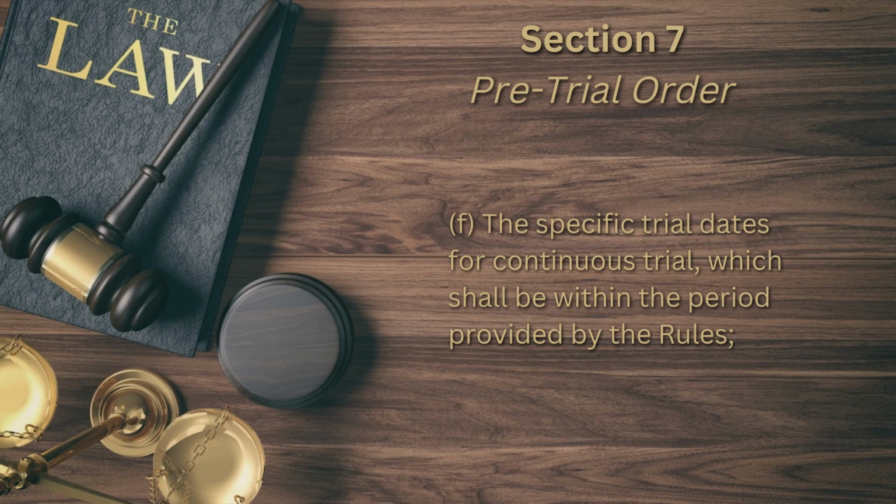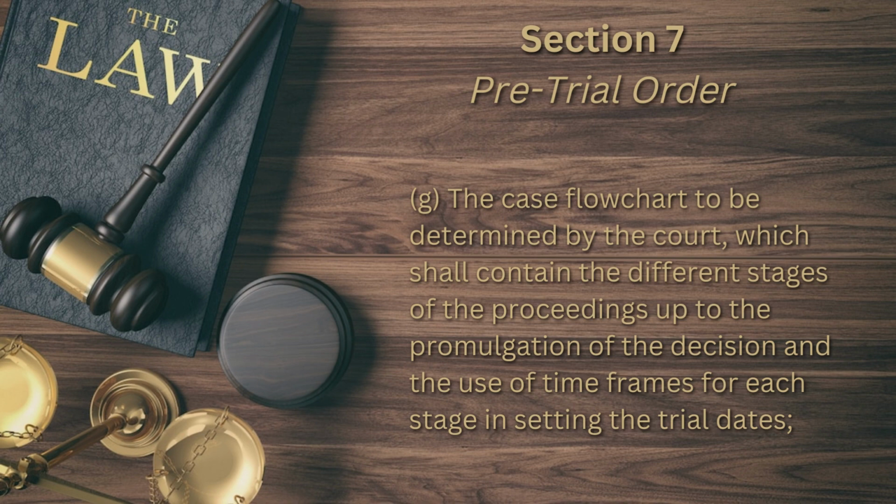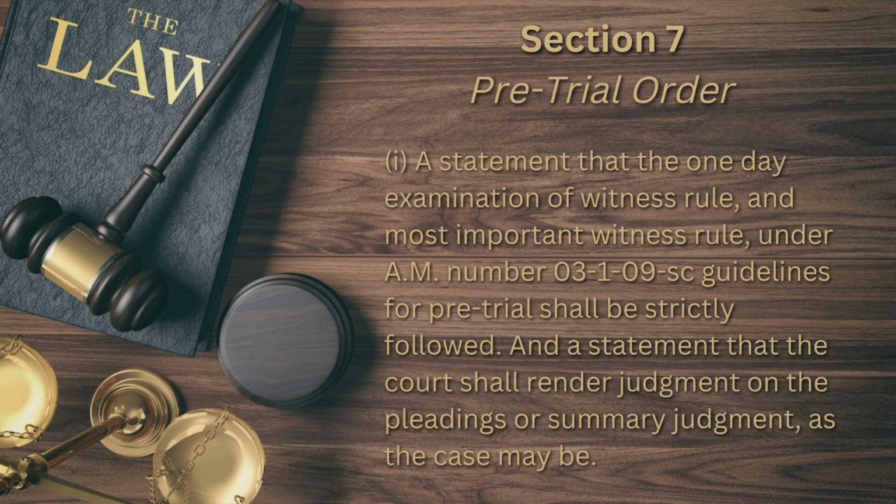which shall be within the period provided by the rules, the case flowchart to be determined by the court, which shall contain the different stages of the proceedings up to the promulgation of the decision, and the use of time frames for each stage in setting the trial dates. A statement that the one-day examination of witness rule and most important witness rule under AM number 03-1-09-SE guidelines for pretrial shall be strictly followed, and a statement that the court shall render judgment on the pleadings or summary judgment as the case may be.